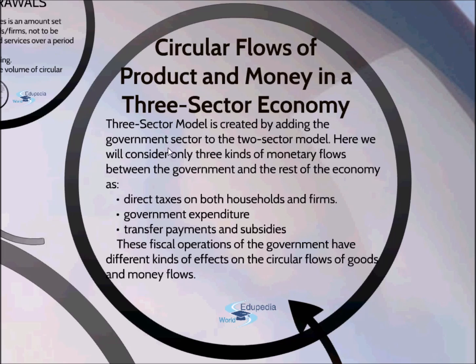Let's understand this model. The three-sector model is created by adding the government sector to the two-sector model, that is the simple economy model. Here we will consider only three kinds of monetary flows between the government and the rest of the economy. There are many types of monetary flows, but we assume that there are only three types in order to simplify it further.